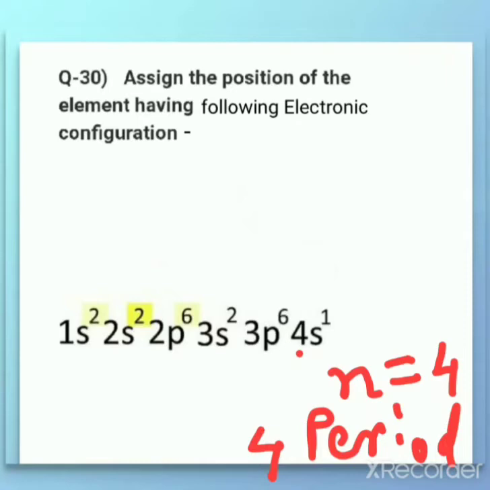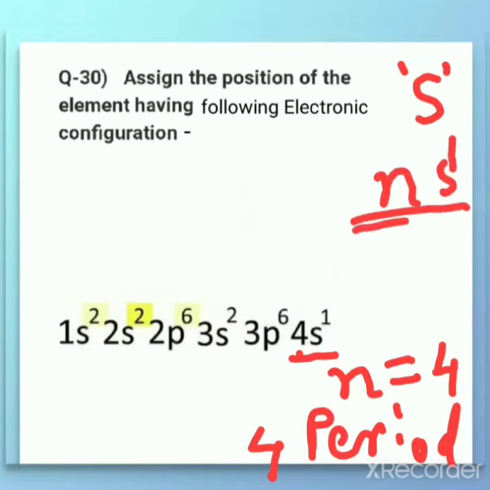Now we get the period very easily when we compare the outermost shell from the electronic configuration. Because the outermost electron is in the s orbital, we can say that this element belongs to the s block in the periodic table. And the outermost configuration is given as ns1. So ns1 is the general electronic configuration for the first group.